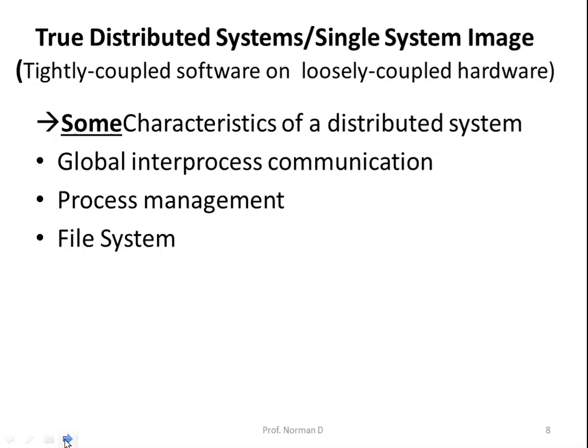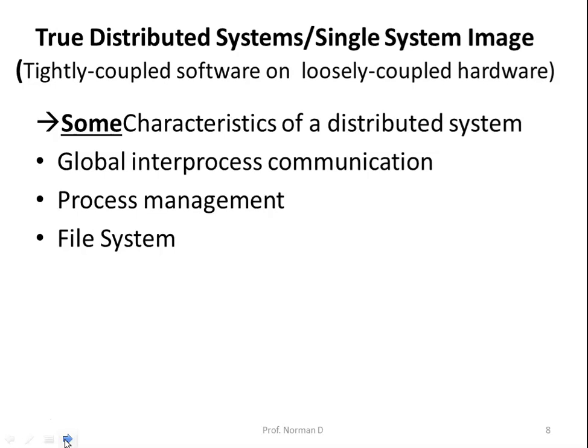We will discuss a few characteristics of distributed systems. We'll talk about global inter-process communication, process management, and file system. Global inter-process communication: interprocess communication is the mechanism provided by the operating system that allows processes to communicate with each other. This communication could involve a process letting another process know that some event has occurred, or the transferring of data from one process to another.